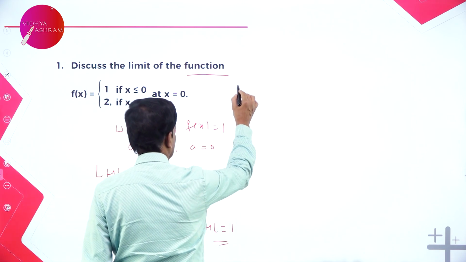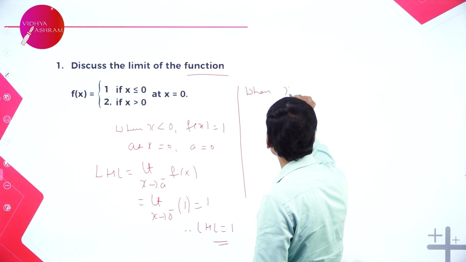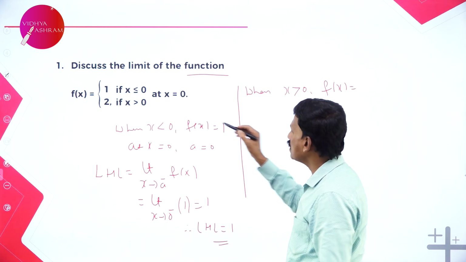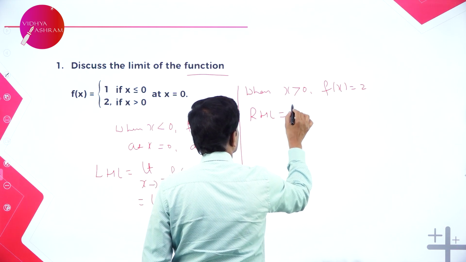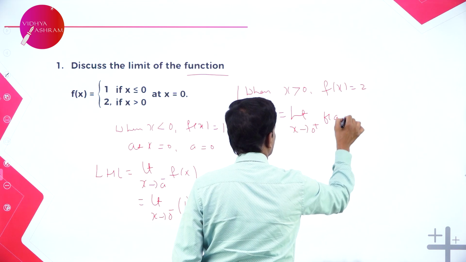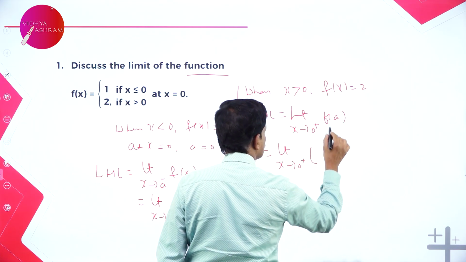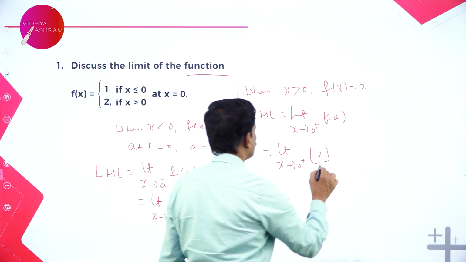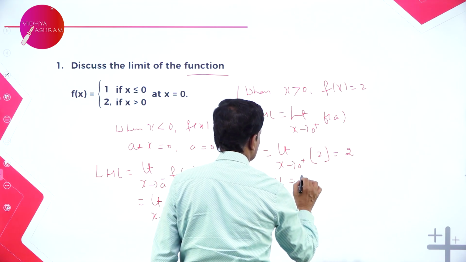Similarly, on the other hand, when x is greater than 0, what is f of x? f of x is 2. So therefore the right hand limit of the function is limit x tends to 0 plus of f of x, that's equal to limit x tends to 0 plus of 2, so the value of the limit is equal to 2. That means the right hand limit is equal to 2 in this case.